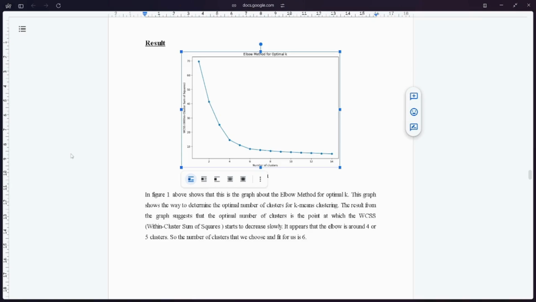So now let's talk about the results for our dataset from our experimental setup. First, this is our elbow method graph for the optimal K. The number of clusters that we choose is 6, because 6 is the elbow for the optimal K.